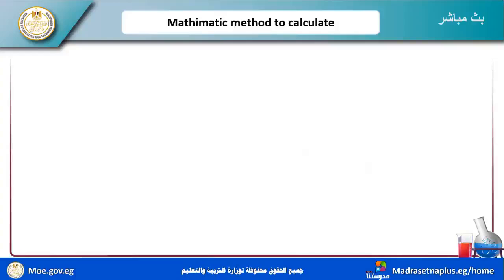Now, to use mathematical methods to calculate, you must know the equations and apply the summation equal to 0, or -1, -2, according to the examples I put in the equations or in the molecules.